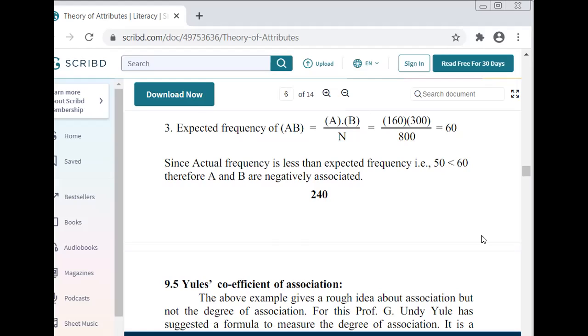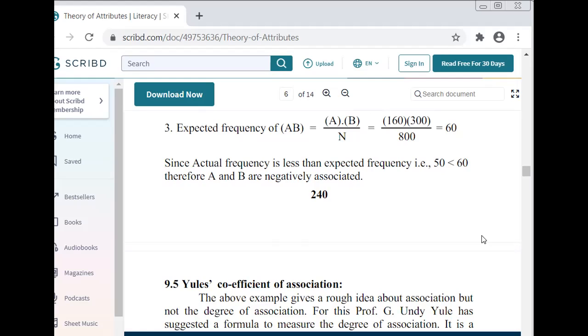So what is there here? After simplifying, that is 60. But what is the frequency of AB here? 50. But frequency of A into B by N is 60. So 50 is less than 60. Therefore, A and B are negatively associated.